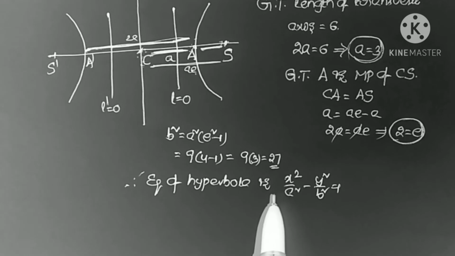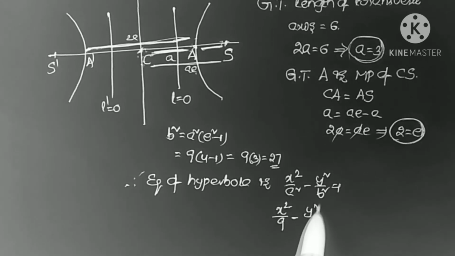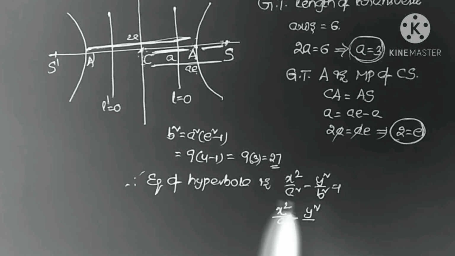Therefore, the equation of the hyperbola is x square by a square minus y square by b square is equal to 1. That is x square by a square, which is 9, minus y square by b square, b square value 27, equals 1. That's all.